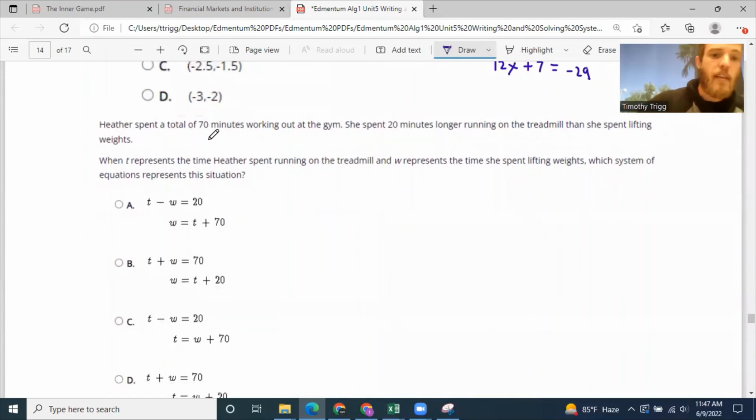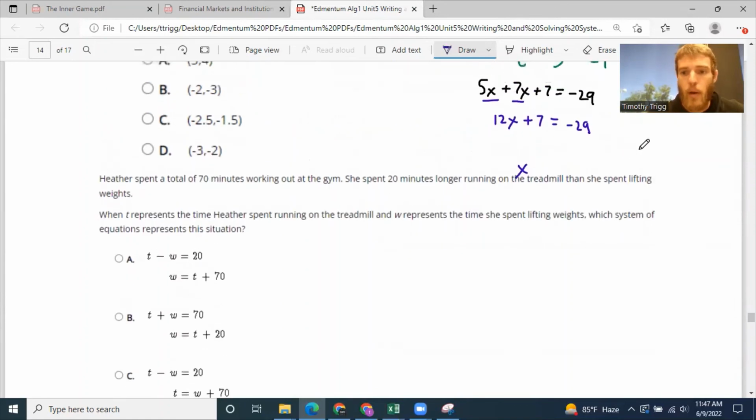Heather spent a total of 70 minutes working out at the gym. She spent 20 minutes longer running on the treadmill than she spent lifting weights. Okay, so we're going to call running on the treadmill x, and lifting weights y. Actually, it says t represents the time running on the treadmill. So treadmill is t, and w for lifting weights.